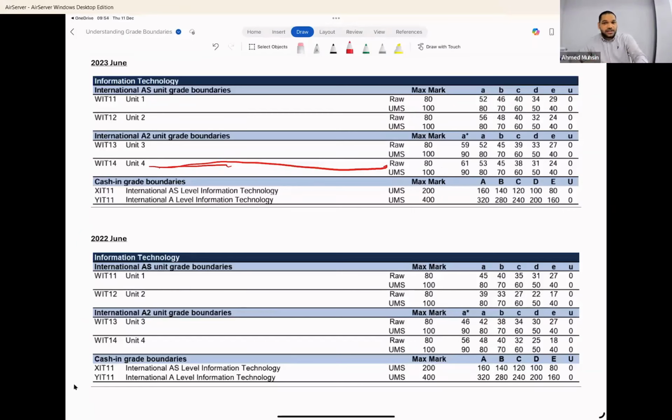Okay, so everyone, did you understand the formula over here? What's the difference between A star and A? 8 marks. It's the difference between A star and A plus the grade boundary of A star. So 61 minus 53 is 8. 8 plus 61 is 69. Agree now? From 69 to 80, if you scored a raw mark from 69 to 80, it's equal to 100.